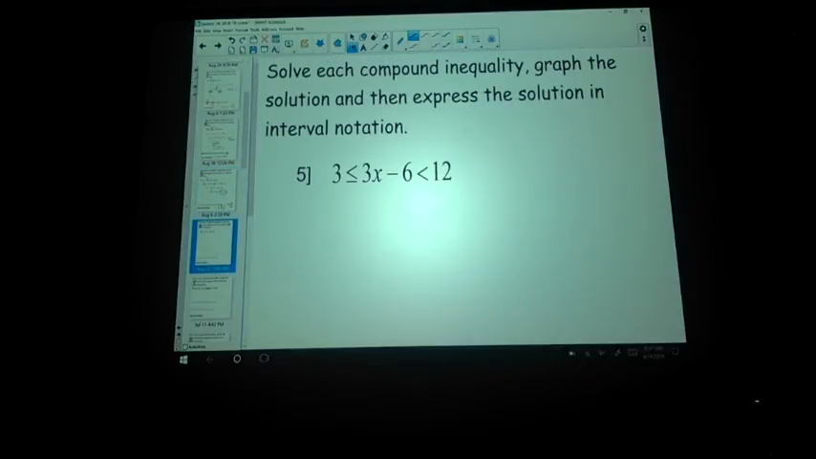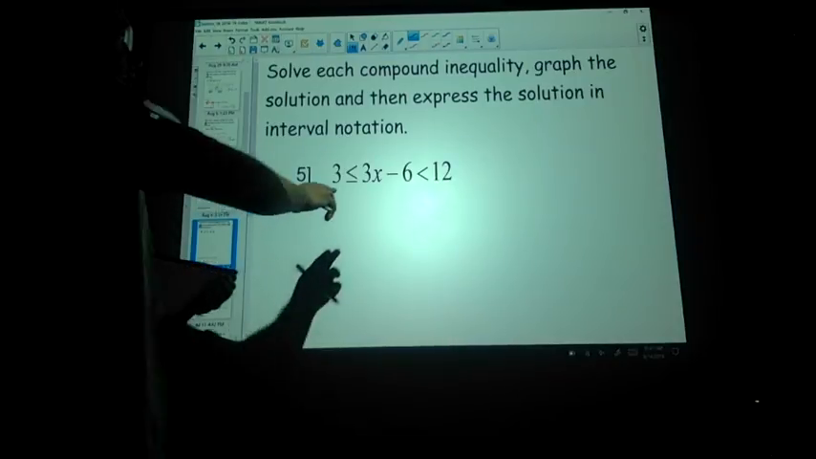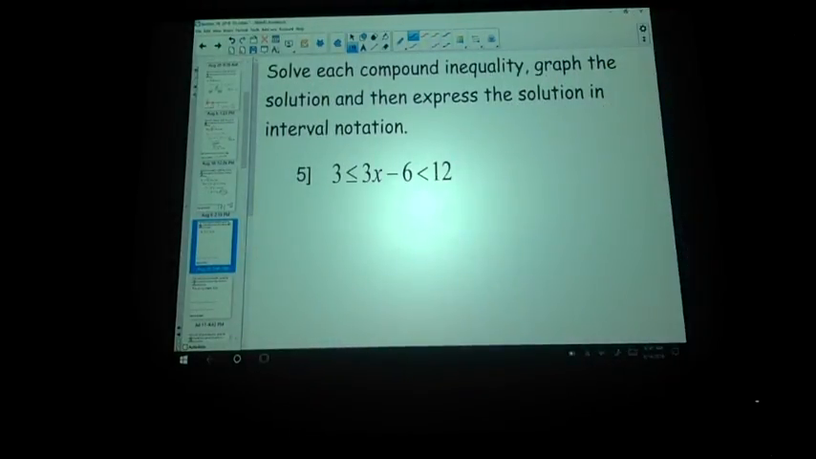All right, solve each. Oh, now it says it's a compound inequality. So all a compound inequality means is there are two things that are going to happen. There's two events that take place. So does everyone see that we have two inequality signs up there? One of them is less than or equal to, and one is just less than. Less than or equal is going to be a solid dot, and just less than is going to be an open dot because we don't include that. But what we do with this type of problem is this is actually two problems that we put together. So the middle section, this 3x minus 6, is going to be part of both of the problems. So you can break it up just like this.